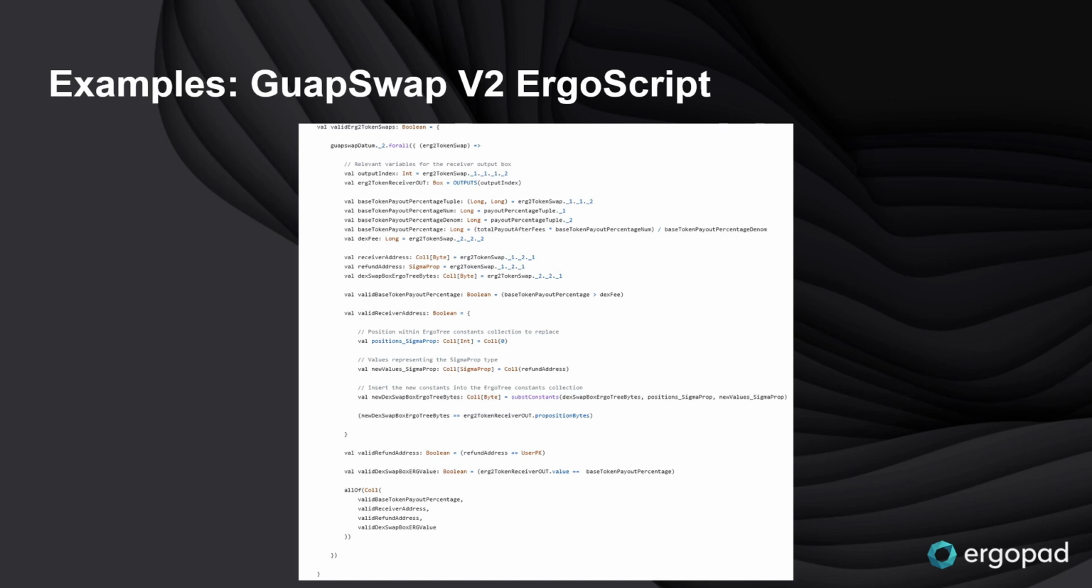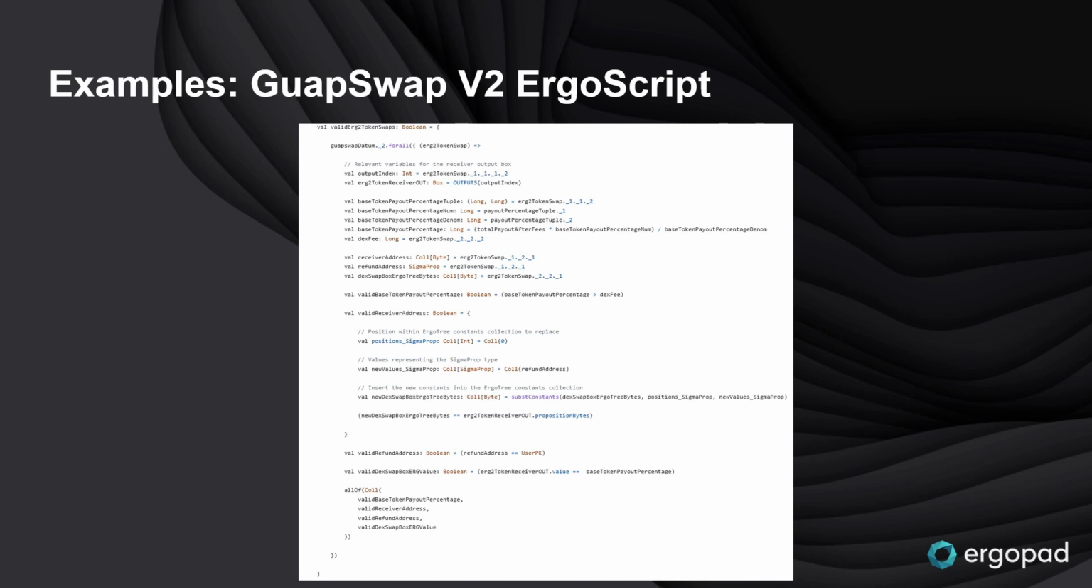I check in this one that the public key is the same as the user, so that the swap box can be spent correctly. We check that the refund address is the same as the user's public key, so that you're able to refund your funds if you want, and that the swap box has the correct erg in it. And then we want all of these conditions to be satisfied, and so we use the allOf method.